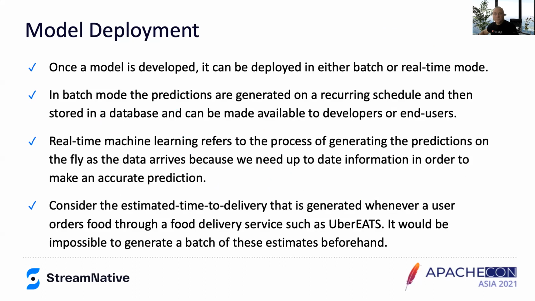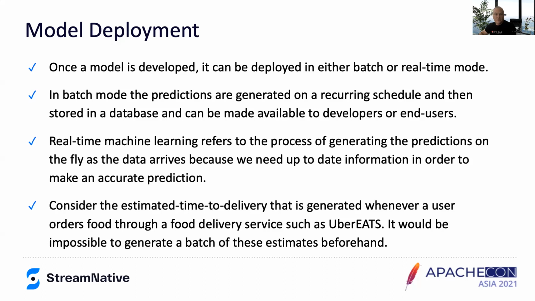So let's start with the model deployment phase. That's the ultimate goal. Once a model is developed, it can be deployed to operate either in batch or real-time mode. In batch mode, the predictions are generated on a recurring schedule and then stored in a database. So it's something that you can run periodically and do predictions, shopping cart analysis, things of that nature. Those things can be done statically with existing large data sets.